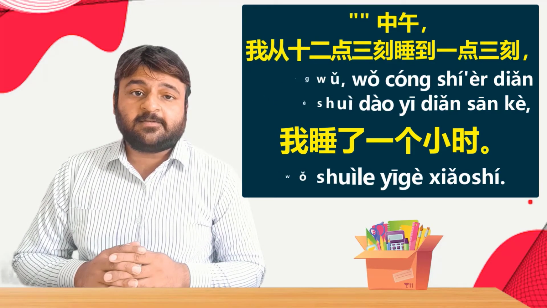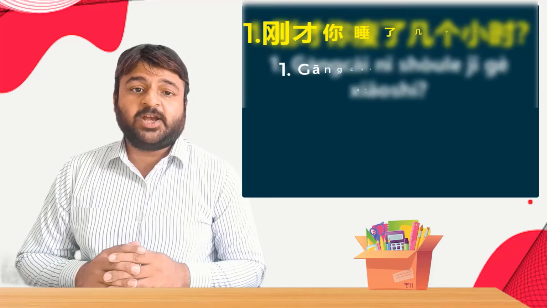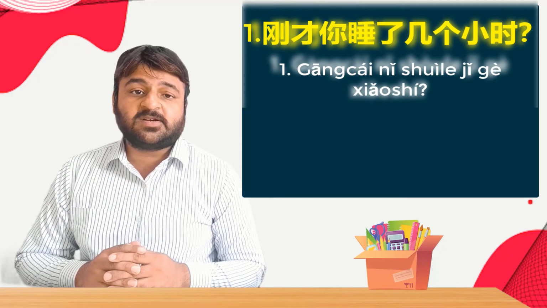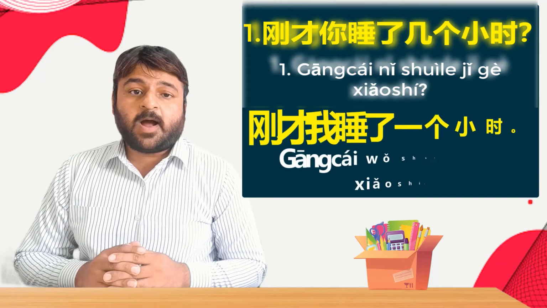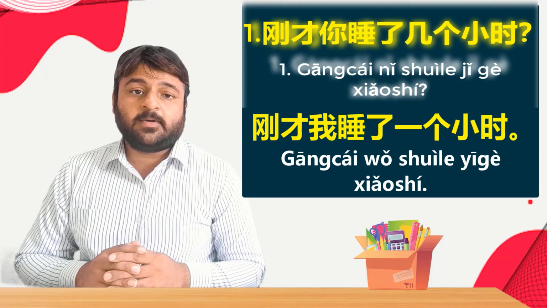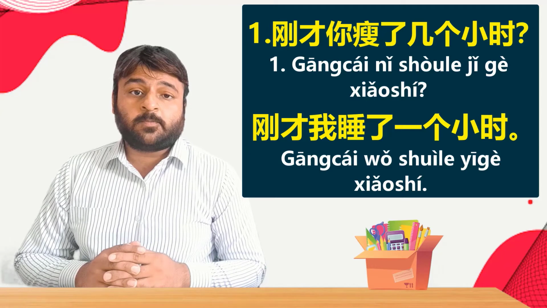Moving on to the next sentence, let us read out these two sentences, or questions based on these sentences. 刚才 just now, 你睡了 you slept 几个小时 how many hours? Just now you slept for what time? 刚才我睡了1个小时. Just now I slept for 1 hour. Moving on to the box to make suitable replacements in these two parts, first for the verb and second for time. Let us read the words.